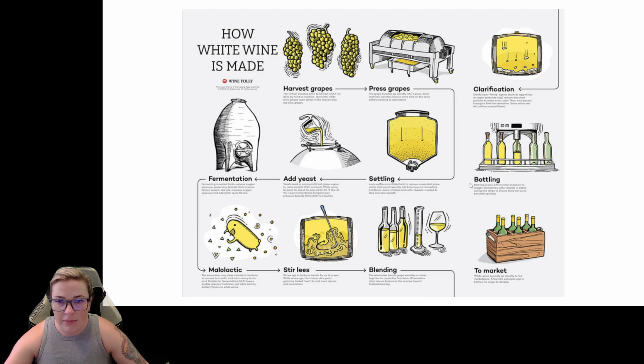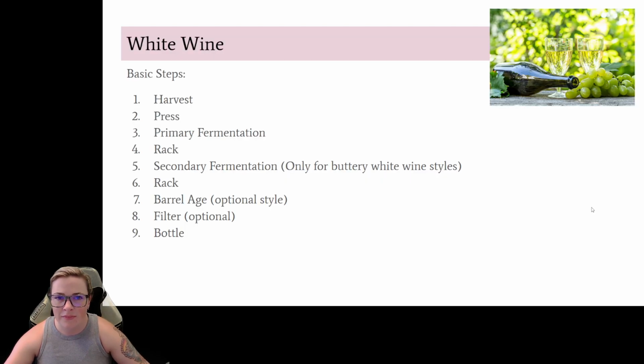I know, sorry, this image is kind of all over the place. You can clarify it, which is where it settles out. You rack it out, then you can bottle it and then take it to the market, right? There's also some filtration and stuff that got missed in this write-up, but that's okay. It's still a really good visual presentation of what's happening in the wine world. So a better title for this chart would be how white wines that go through secondary fermentation are made, right? So not all white wines go through all these processes.